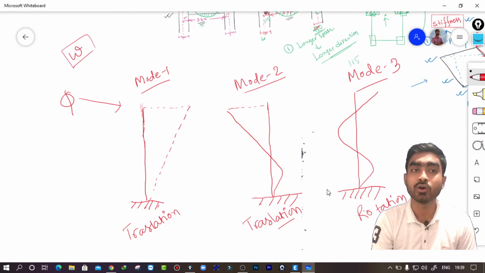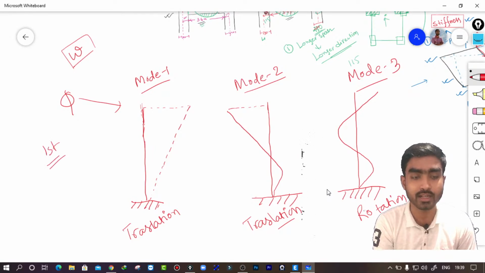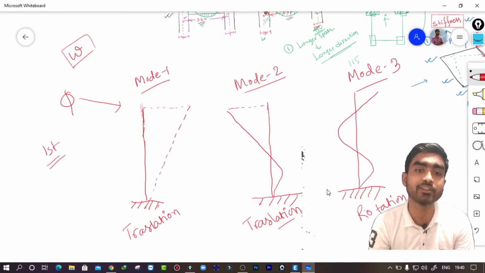Okay, so this is the ideal condition. The first 3 modes should be like this. First mode translational, second mode also translational, it might be partially, and third mode should be rotational. But this ideal case you may not get in every structure. In critical structures, in irregular structures, you may not get this situation.